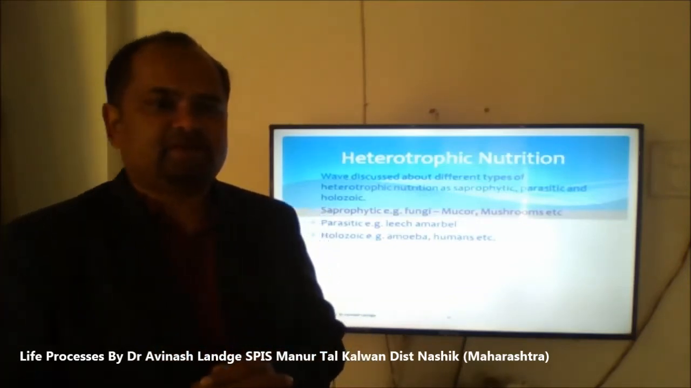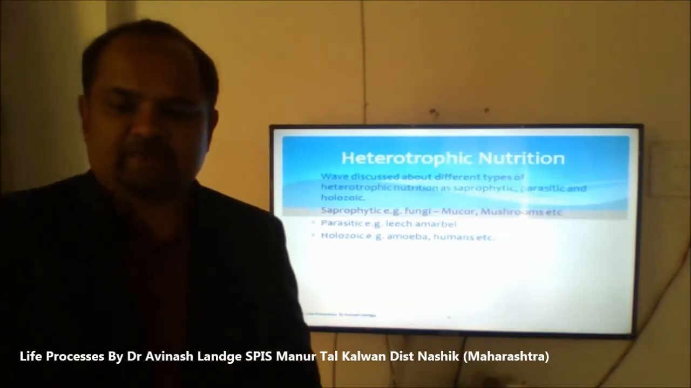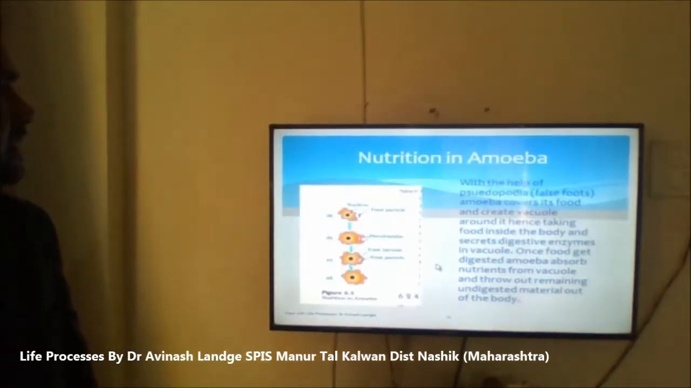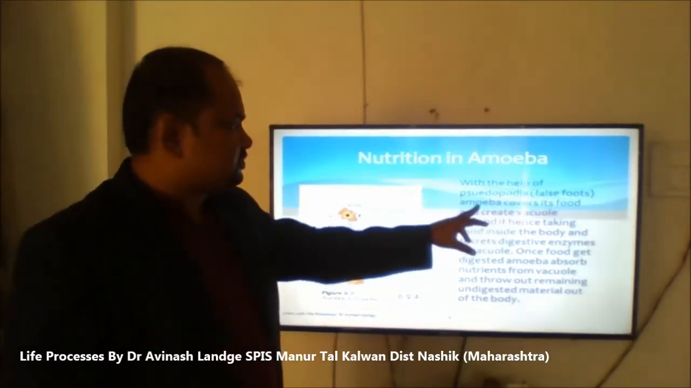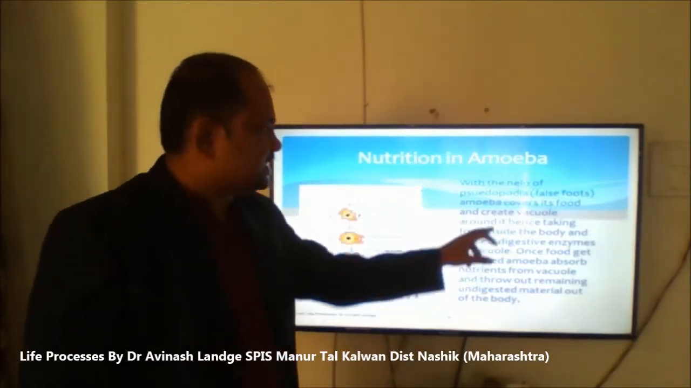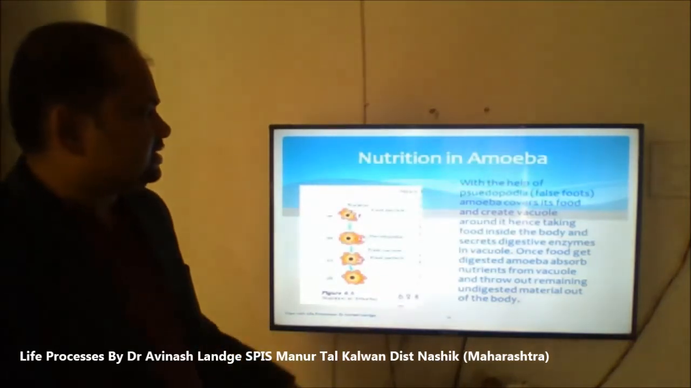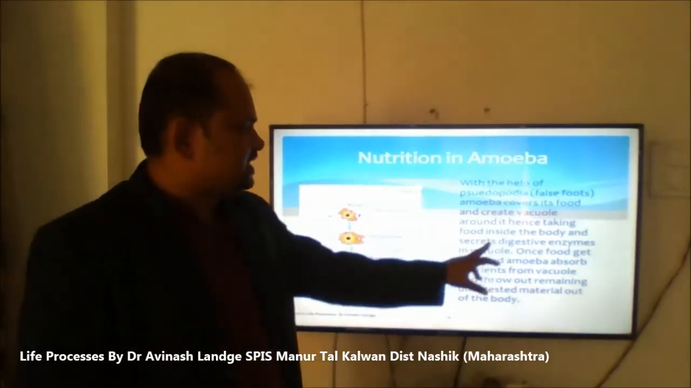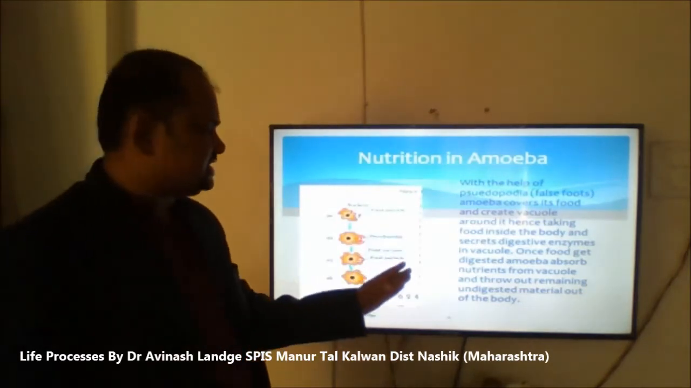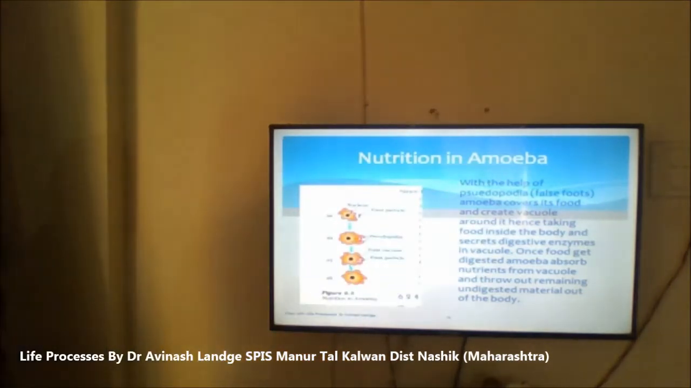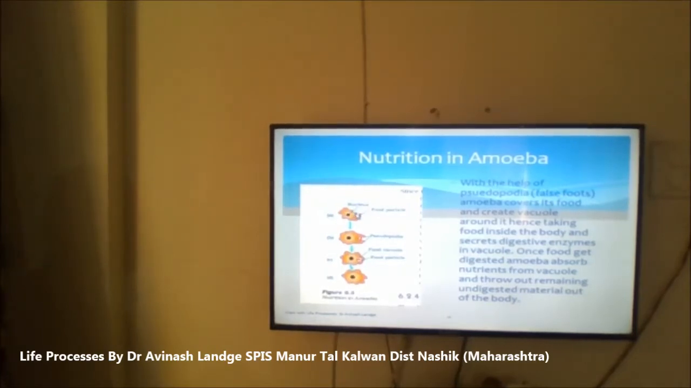First example is given as amoeba. In amoeba, what happens? Nutrition in amoeba takes place with the help of pseudopodia, that is false feet. Amoeba covers its food and creates a vacuole around it, hence taking food inside the body, and secretes digestive enzymes in the vacuoles. Once food gets digested, amoeba absorbs nutrients from the vacuoles and throws the remaining undigested material out of the body. You can see here these are called pseudopodia.